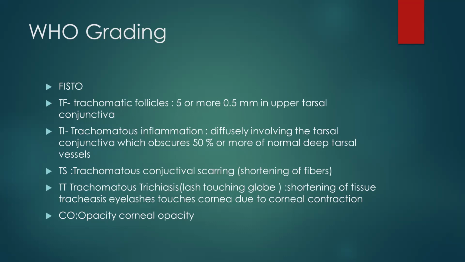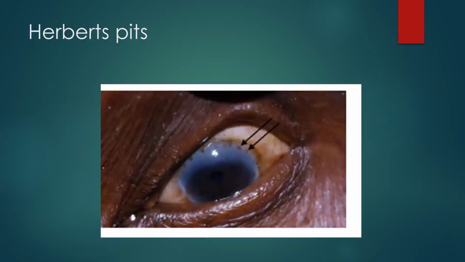Then the third stage is trachomatous conjunctival scarring, which is shortening of fibers. The fourth stage is trachomatous trichiasis. Trichiasis is when the eyelashes touch the globe, which is due to shortening of tissue after scarring. The eyelashes touch the cornea due to distortion in normal eyelids. And then there is corneal opacity, in which there is reduction in vision.